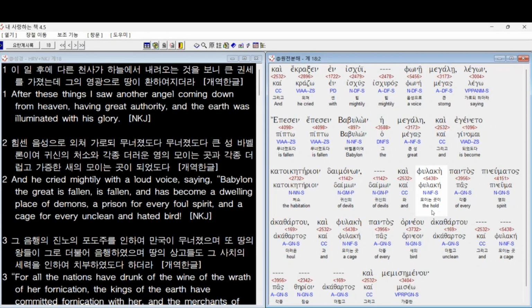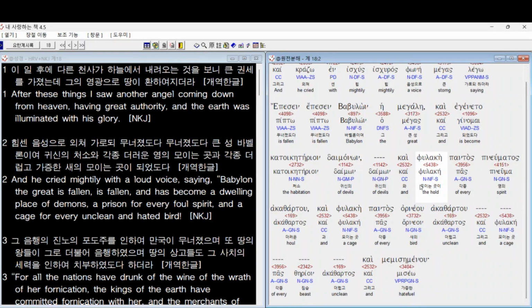But the King James Bible does not do a good job. They put "the hold." Phulake is "the prison." So give a good job to the New King James translators. I checked on the internet how many people participated in translating the New King James Bible. The AI showed that 130 scholars, and it says it takes 7 years. So 140 scholars working together to complete the entire Old Testament and New Testament Bible, 7 years.